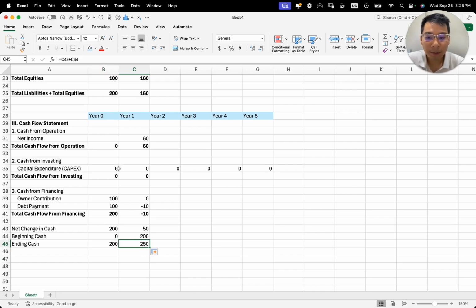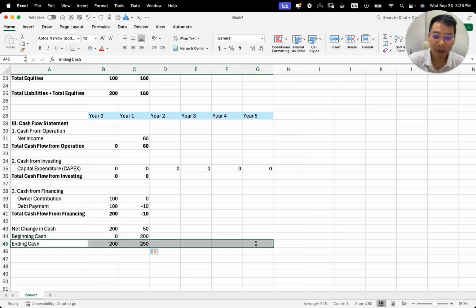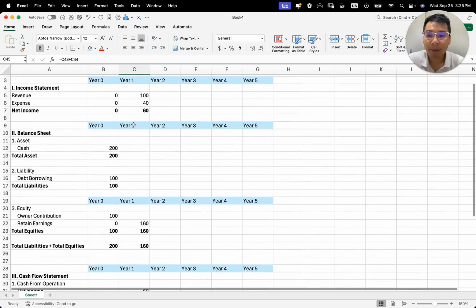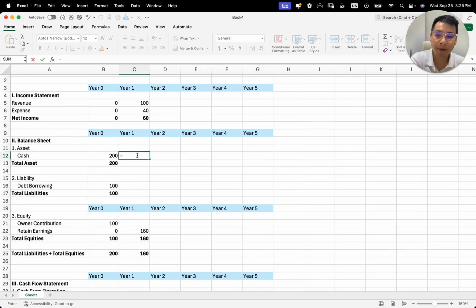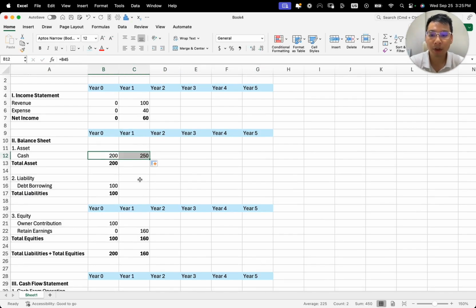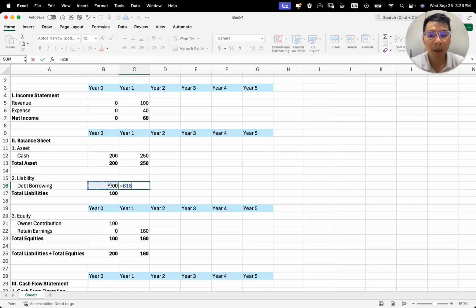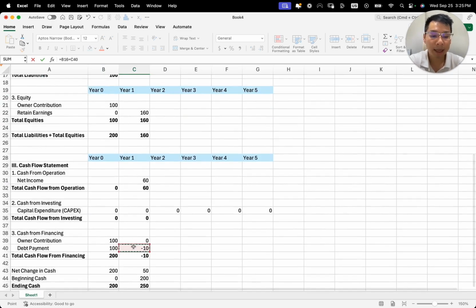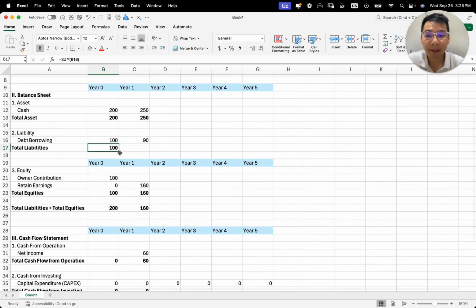This $250 at the end is very important, because we are going to make that represent the cash in this period, which we have the formula up here already. If I drag it out, you see it's 250. Your total asset will also go up by $50 from 200. Now the debt borrowing is interesting, because remember, we borrowed $100, but we paid down $10. So how much do we have left? It should be $100 minus, actually it's going to be plus here, the amount that we paid out, that makes us 90. So the total liabilities now is $90.